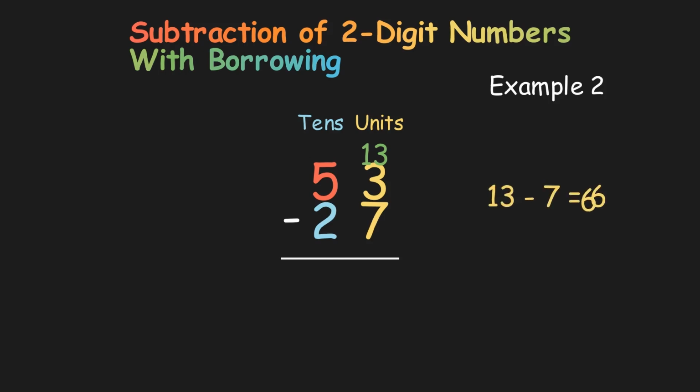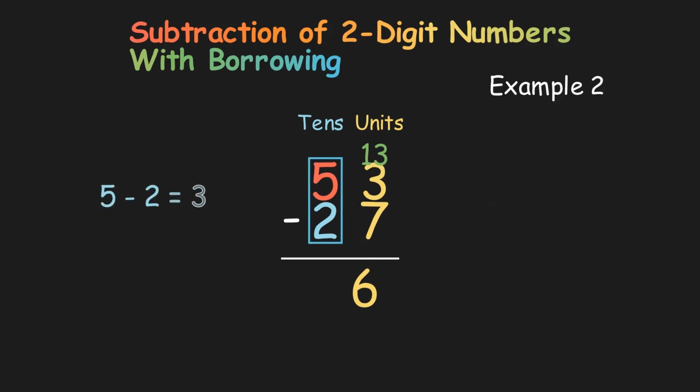Now we can subtract easily. 13 minus 7 equals 6. Next, we move to the tens column. 5 minus 2 equals 3. Therefore, 63 minus 27 equals 36. Amazing work, superstars! You're getting better and more confident in subtraction with borrowing.